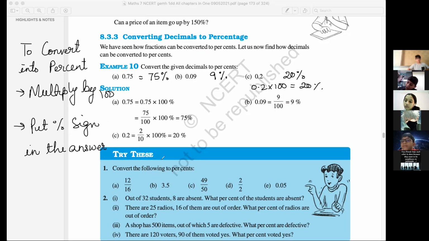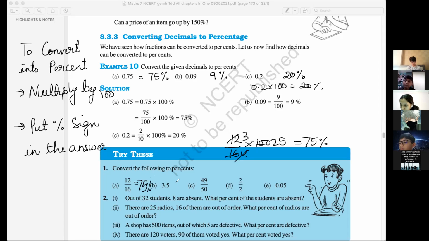Okay, let us try these. Convert the following into percentage. 12 by 16, what percent? Ma'am, we will calculate. 75%. 12 by 16 into 100 you have to do. Yes, it is 75%. So the first answer is 75%.